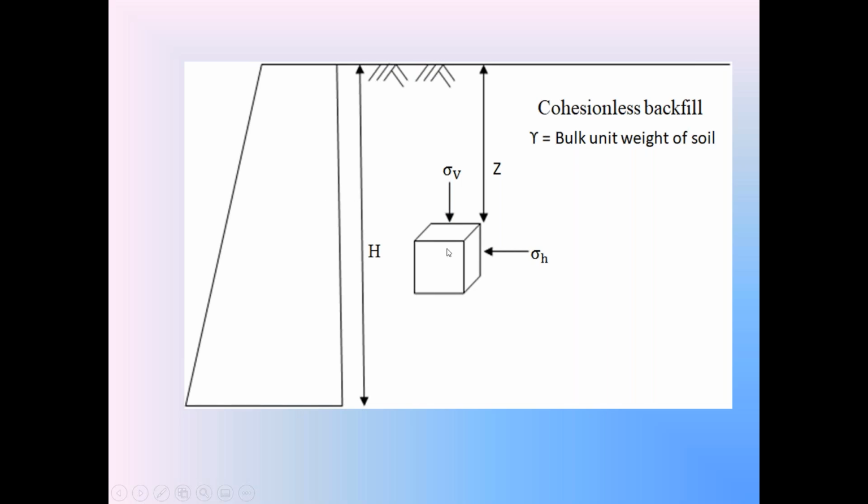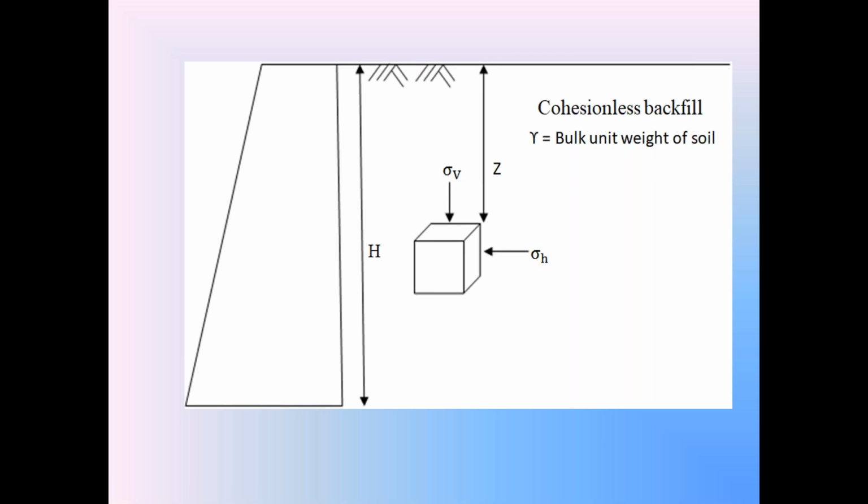The soil element is subjected to two normal stresses. One is vertical normal stress sigma v. Next one is the horizontal normal stress sigma h. This is at-rest horizontal earth pressure. Sigma v is equal to gamma into z. Sigma h is equal to k naught into sigma v. No shear stress acting on this element. So sigma v is the principal stress. Sigma h is also principal stress.